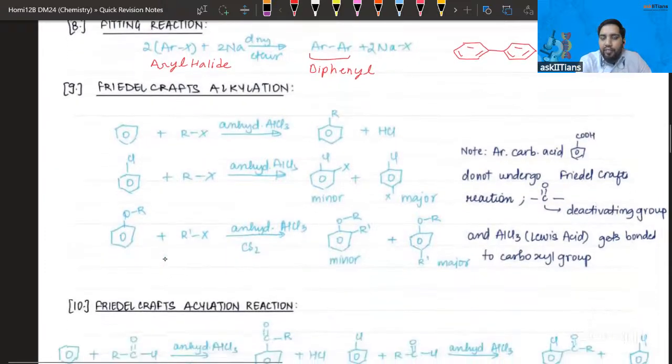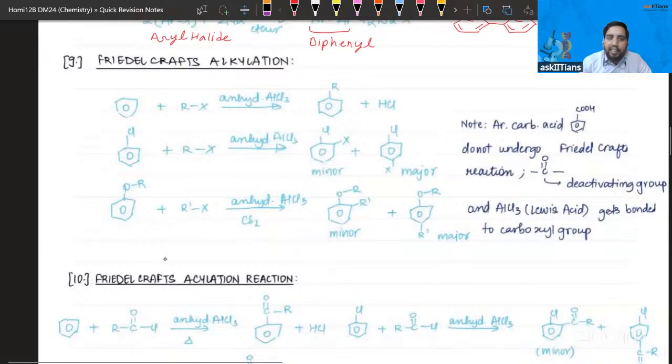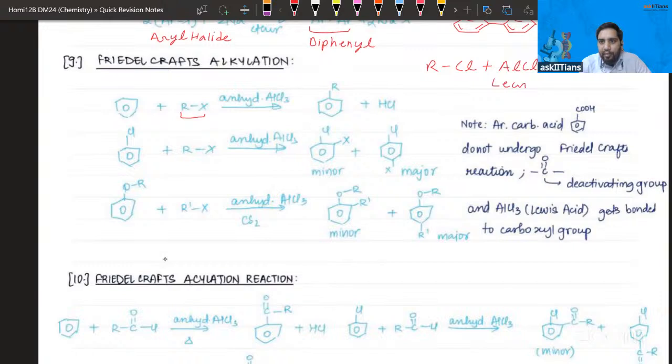Next reactions are Friedel-Crafts reactions. In Friedel-Crafts reaction, we first have alkylation. Alkylation of benzene we are going to discuss. In alkylation of benzene, we take RX in the presence of anhydrous AlCl3. Suppose I am taking RCl, an alkyl halide. So the alkyl halide reacts with AlCl3. AlCl3 is going to act as a Lewis acid. A Lewis acid is electron deficient.